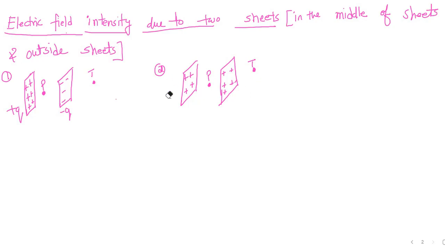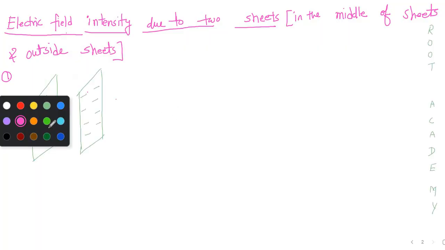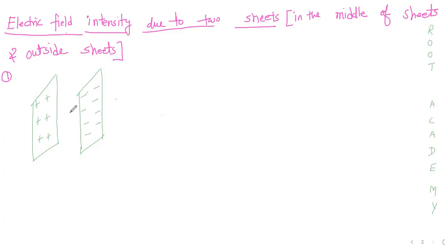Okay. So first, we will discuss the first case where one sheet is positively charged and one sheet is negatively charged. So this is the sheet. In the center, suppose there is a point P where we have to calculate the intensity.